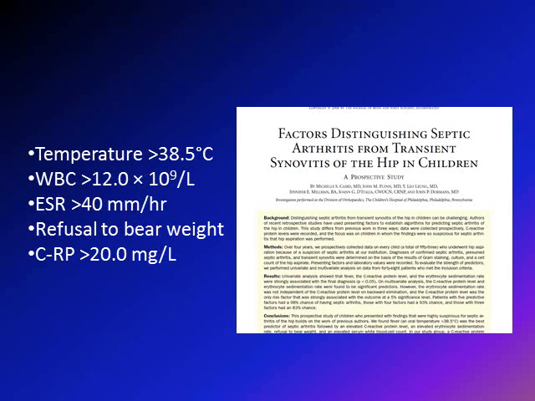Cases of transient synovitis most probably will have no fever or fever less than 38.5. White blood cell count is usually less than 12,000. ESR and C-reactive protein, even if they are elevated, are usually less than 40 for the ESR and 20 for the C-reactive protein. And usually these children are able to walk with marked limping, but they are at least able to put some weight on the affected extremity.